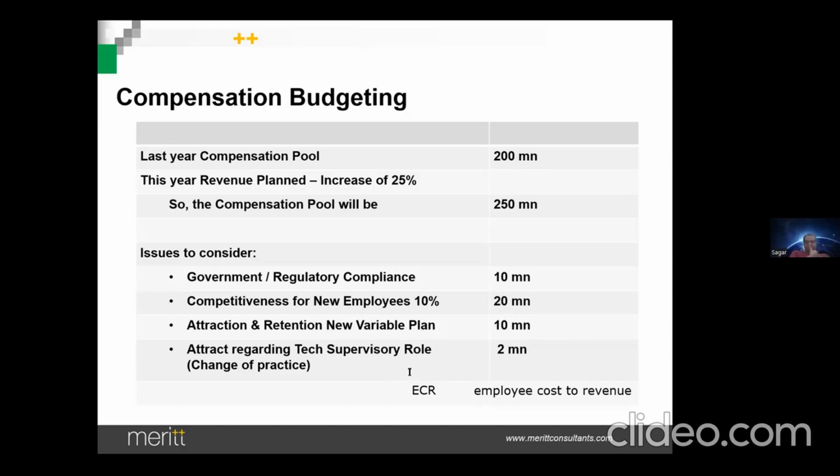Or I have a supervisory level of people, and in fact, I need to really give them some kind of training, a lot of certifications. Maybe I'm going to spend a lot of money there, 2 million.